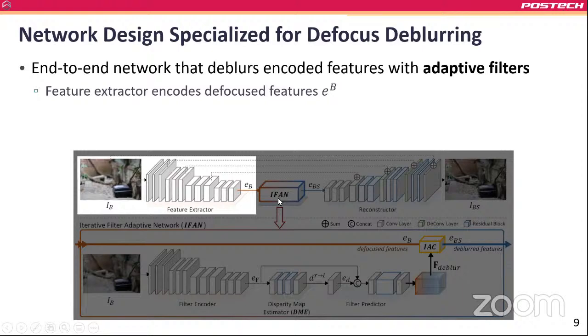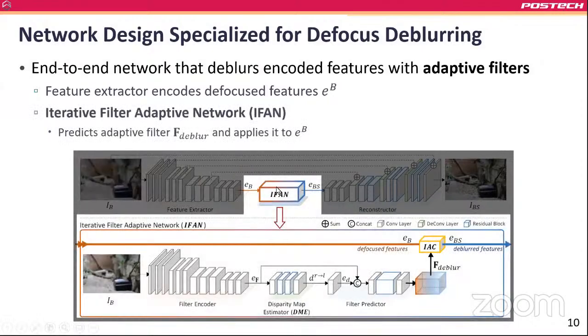This IFAN is our model to predict these adaptive filters, and this will be our filter. We apply this filter to the encoded features and produce defocus-deblurred features, and eventually the deblurred features will be used for decoding to produce the final output. That is the main process.